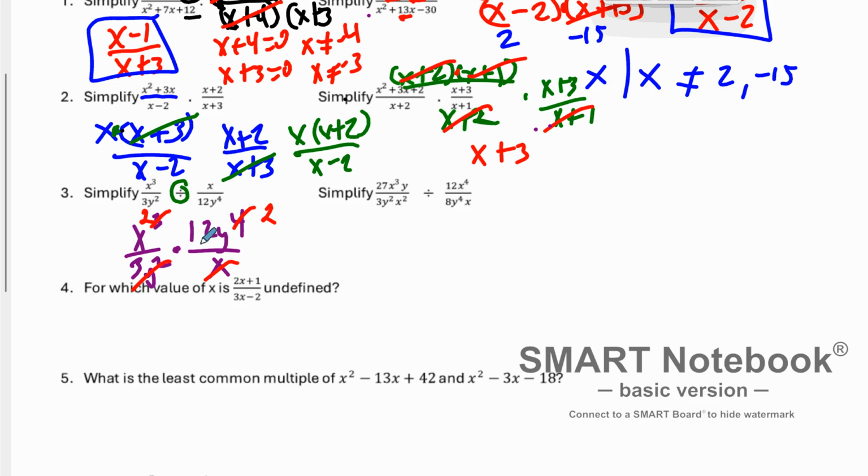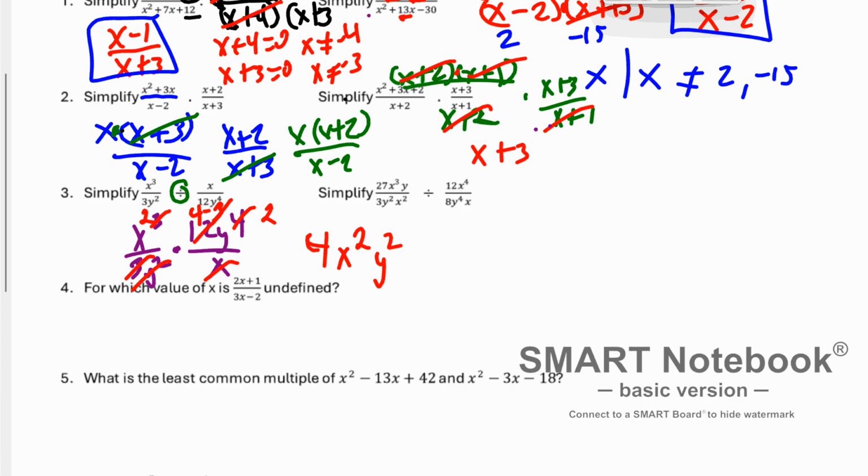Then I can cancel my numbers. But again, this is division, right? So 12 on top, 3 on bottom. I'm really taking 12 divided by 3, or breaking 12 down into 4 times 3 and then canceling the 3's. So I get left with an x squared, a y squared on top, and a 4. So I get left with 4x squared y squared.